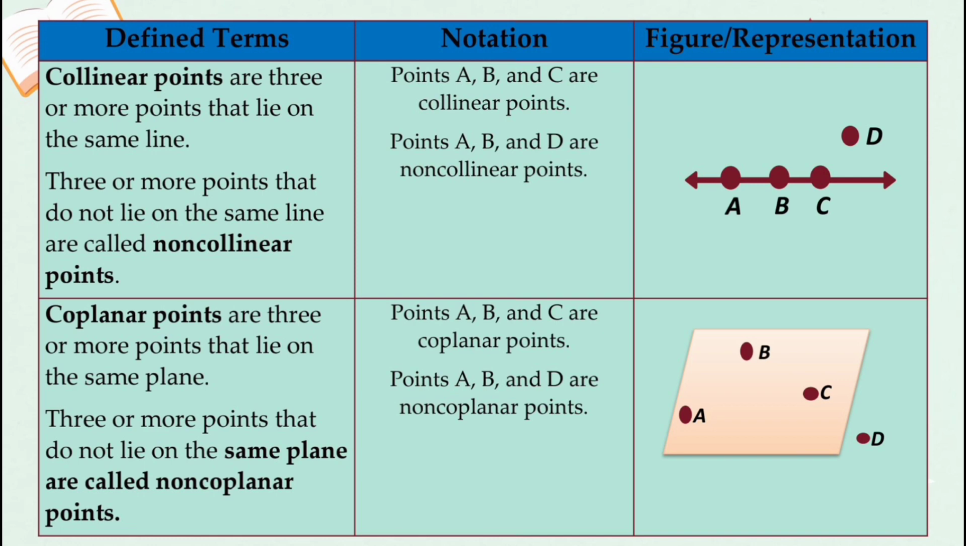Coplanar points are three or more points that lie on the same plane. Three or more points that do not lie on the same plane are called non-coplanar points. Notation. Points A, B, and C are coplanar points, while points A, B, and D are non-coplanar points.